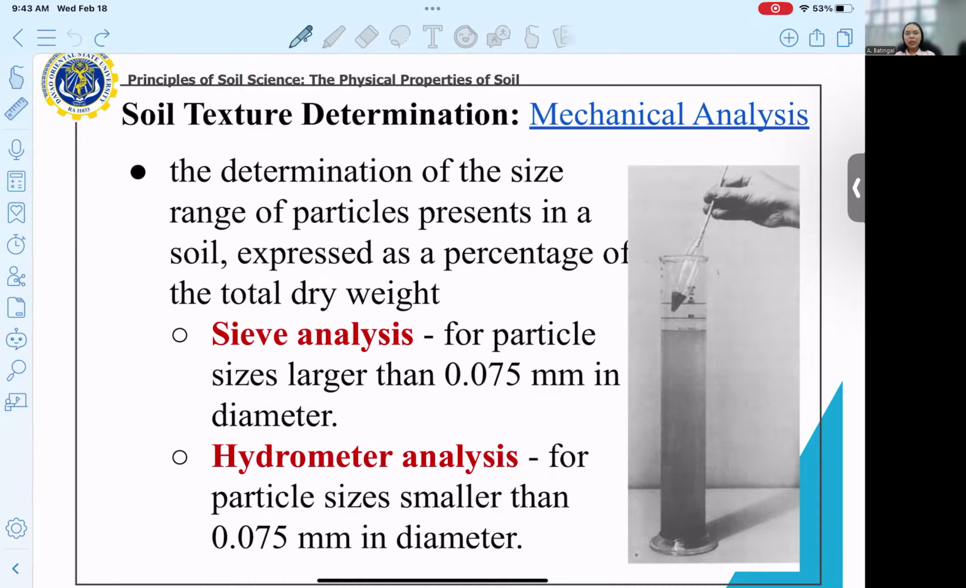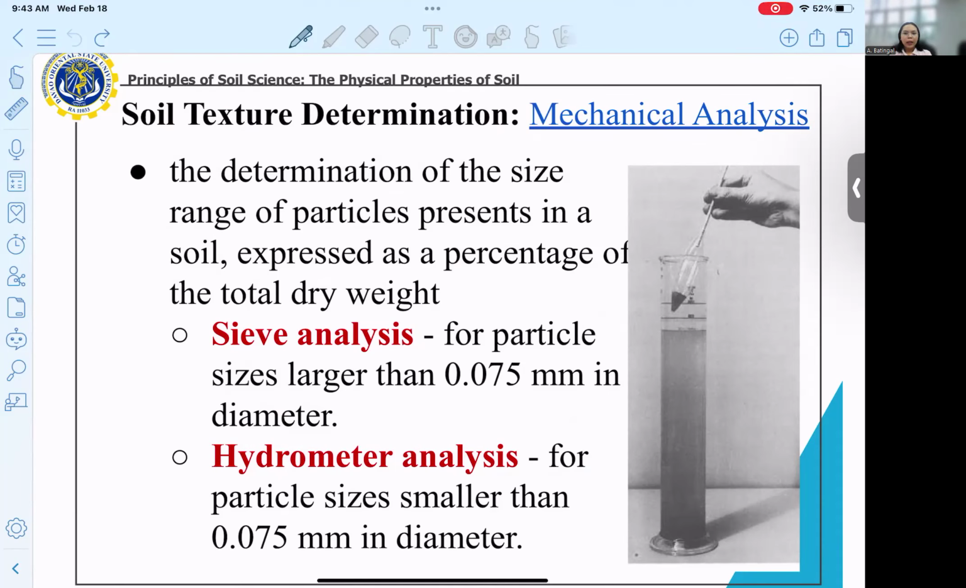Now, what is the better option? That's your hydrometer analysis. So, what happens in hydrometer analysis? It can analyze the proportion of much smaller soil separates, for particle sizes smaller than 0.075 in diameter.